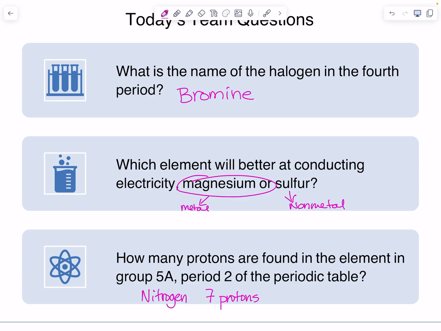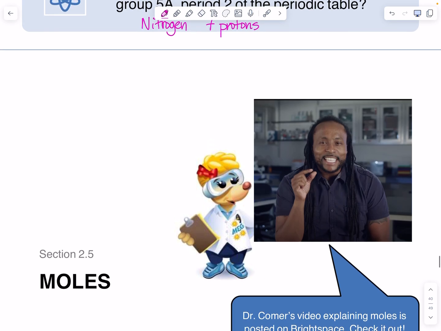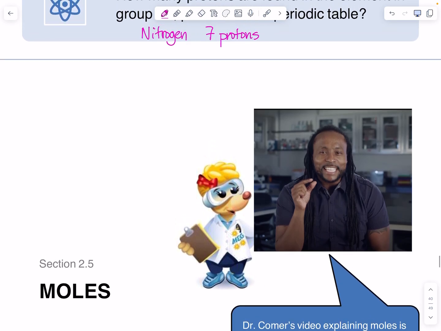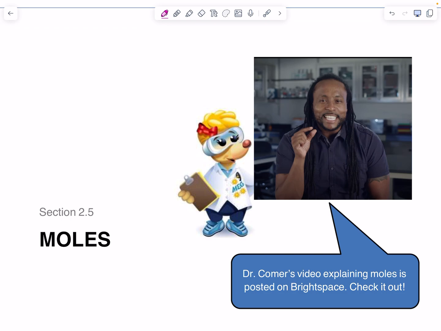All right, so that brings us to the end today. We haven't had time to go into the mole. What I'd like to do is a very quick overview of the mole on Monday, and we'll do some examples.